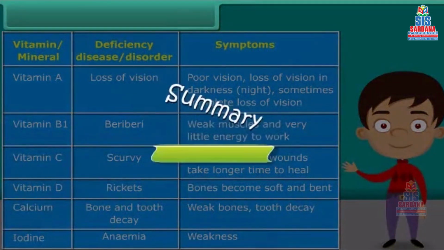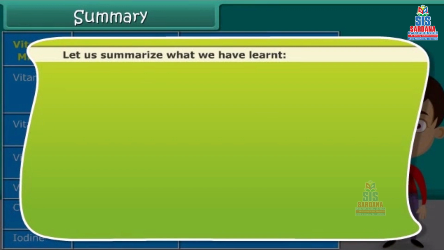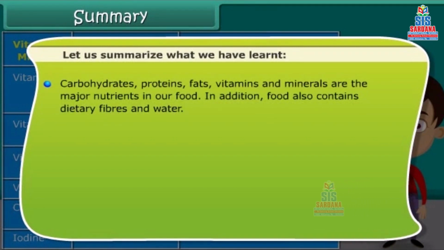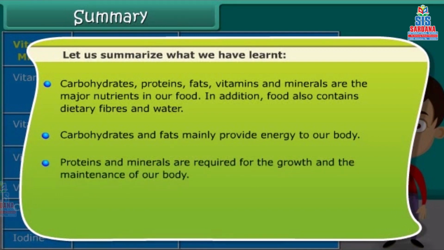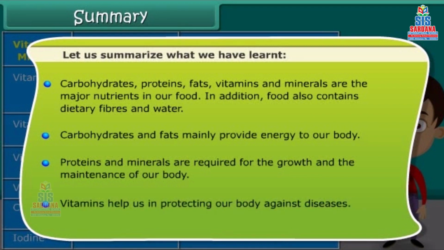Summary. Let us summarize what we have learned. Carbohydrates, proteins, fats, vitamins and minerals are the major nutrients in our food. In addition, food also contains dietary fibers and water. Carbohydrates and fats mainly provide energy to our body. Proteins and minerals are required for the growth and the maintenance of our body. Vitamins help us in protecting our body against diseases.